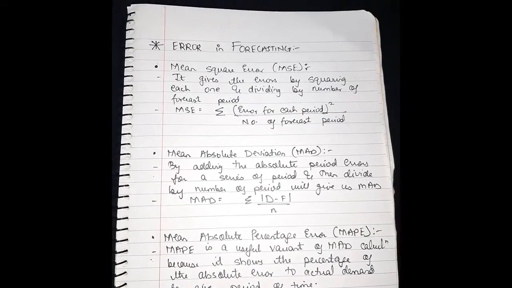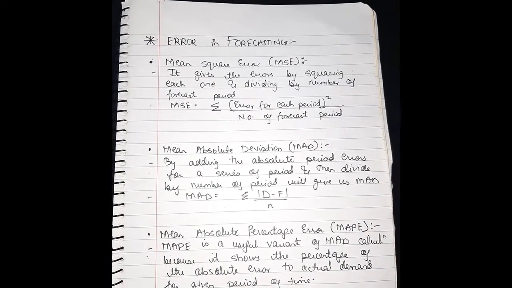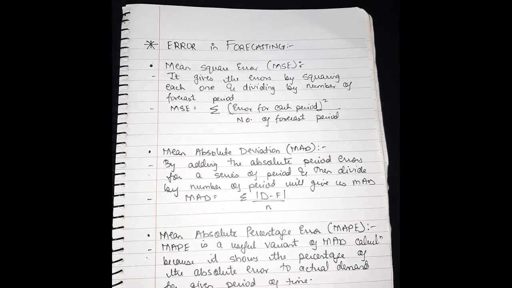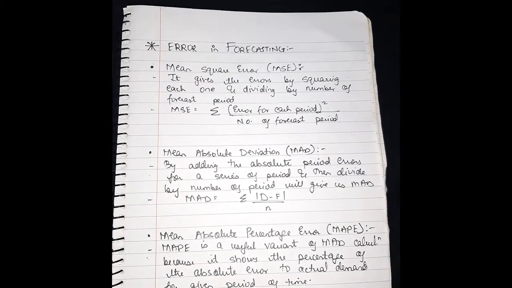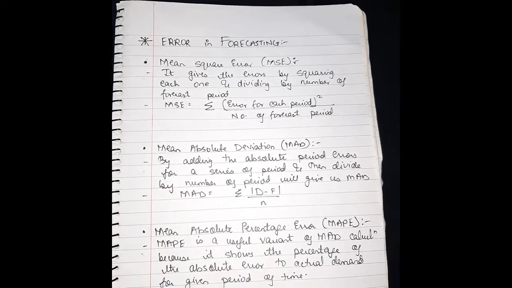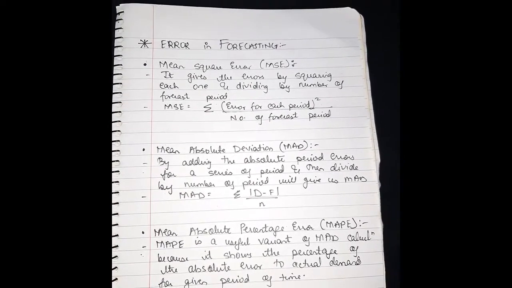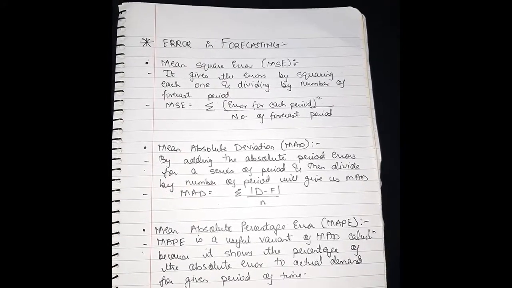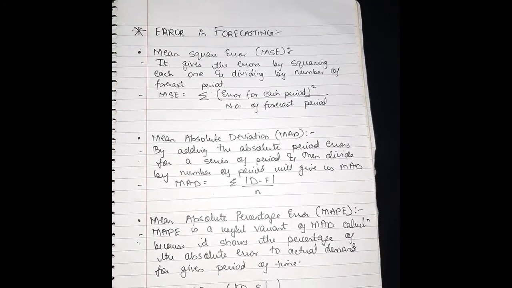The first one, the mean square error, gives the error by squaring each one and dividing by the number of forecast periods. Basically, it gives the summation of the squared error for each period divided by the number of forecast periods. The square is taken to convert a negative value into a positive value.